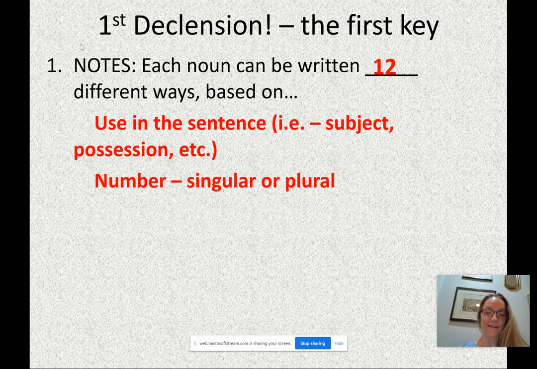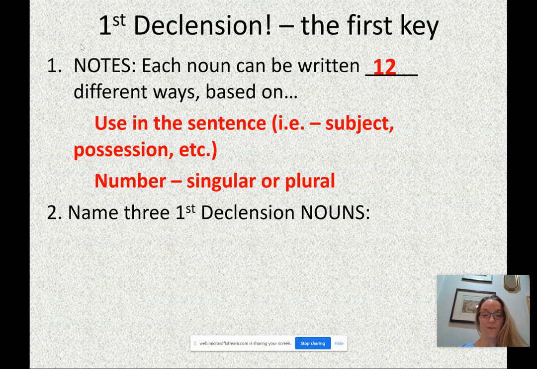But in Latin, it's based upon the use of the sentence, i.e., subject, possession, etc. And then number, again, means singular or plural. So the number and the use, there are six uses, the six cases, and then your singular of those six cases and your plural of those six cases are what make the 12 different ways that each noun can be written. We're going to learn how to write just first declension to start with, and then we'll learn second declension.